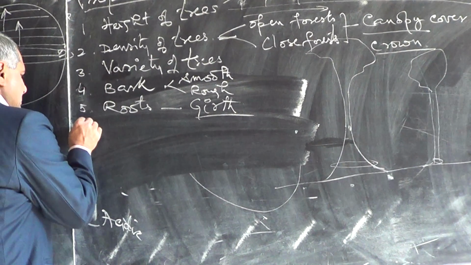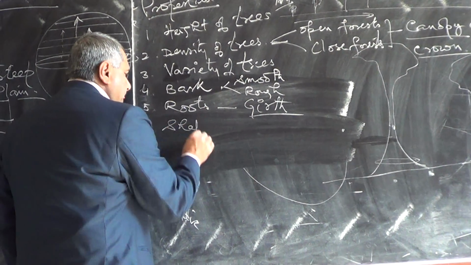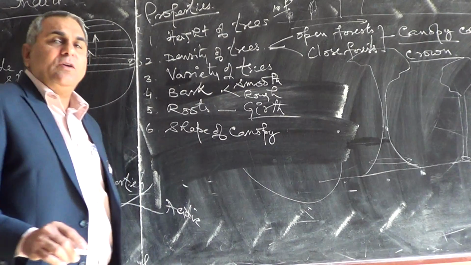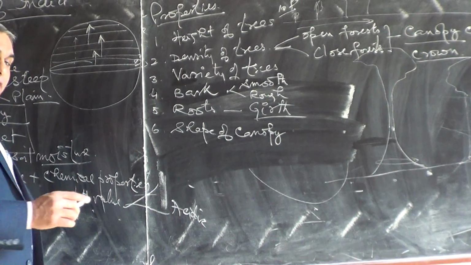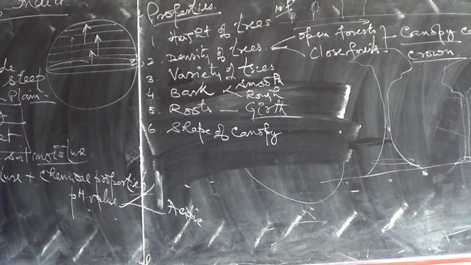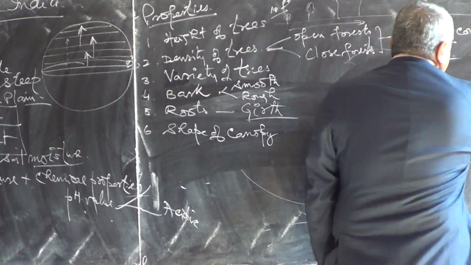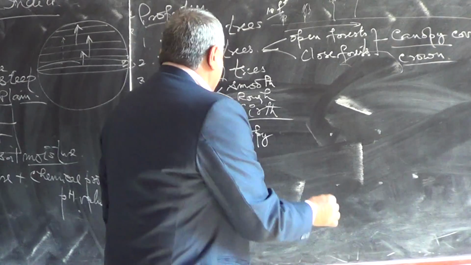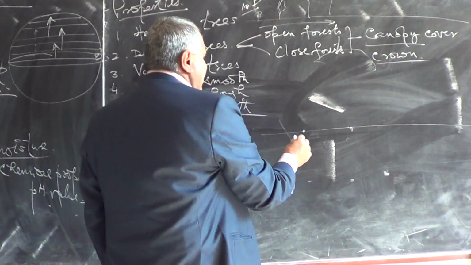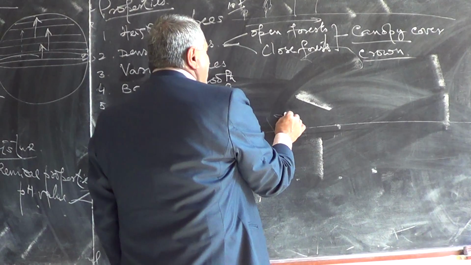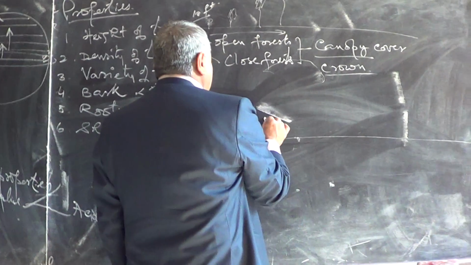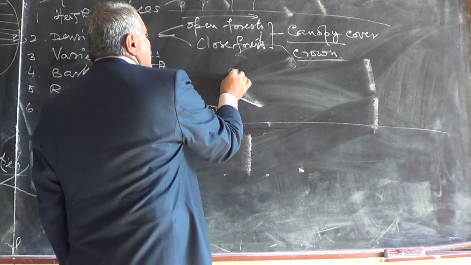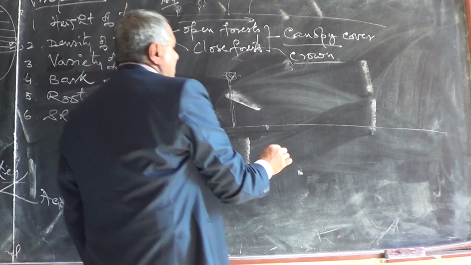another important factor is the shape of the canopy. On the basis of the shape of canopy, we divide the vegetation or the trees into different types of vegetation. Sometimes the canopy is very unorganized. Sometimes trees have a very small canopy on the last part, and the main trunk is there.